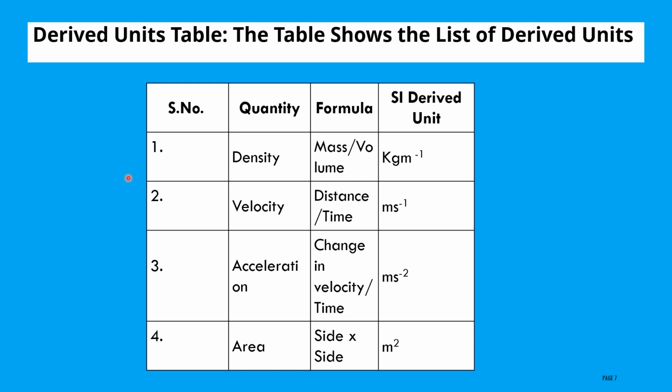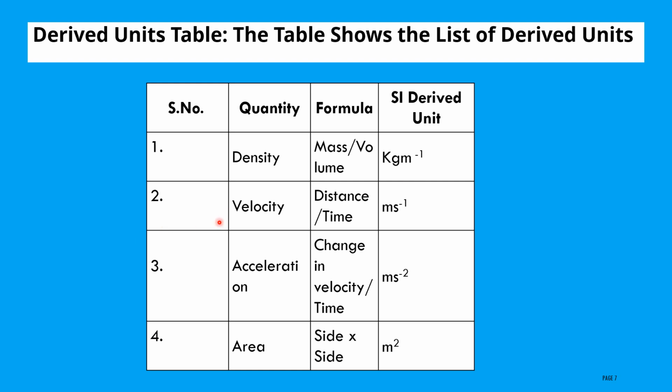Let us discuss in detail what is meant by derived units. Let us consider a few examples to understand the concept of derived units. First one is density. The quantity is density. The density formula is mass divided by volume. Then its derived unit is kg per meter cubed. Here kg is a fundamental unit, and meter is also the fundamental unit of length. The combination of fundamental units gives the derived unit.